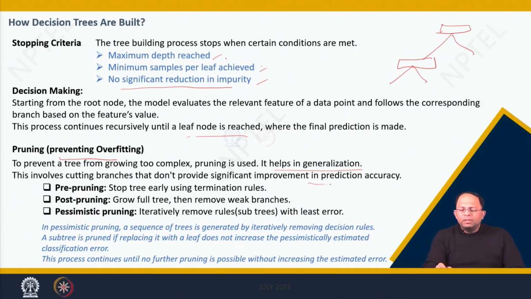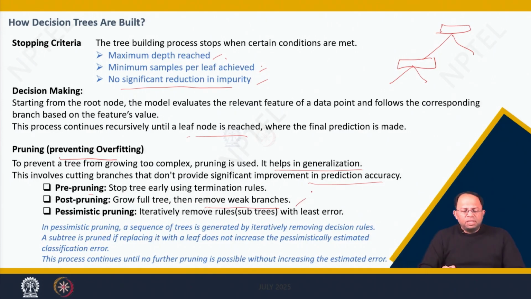That means even though I am dividing it, it is not actually giving me more information gain or Gini impurity, whatever I am choosing as a criterion. There are different ways we can do that. There is pre-pruning, following a termination rule, where we stop the tree at a certain limit. Post-pruning: we first grow the full tree and then see which branches are weak, that is, not resulting in more information gain or reduction of uncertainty. Then we remove them.